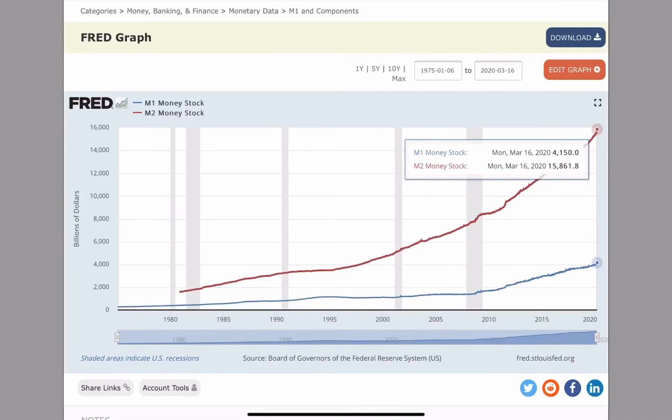You can see over here that M1 is 4,150, and this is measured in billions of dollars, so you can say that this is $4.1 trillion. So 4.1 trillion is the quantity of money that's circulating as either currency or demand deposits or traveler's checks. If you look at M2, that number is a lot higher, and we are at $15.8 trillion. Much of the big gap that you see between M1 and M2 is explained by savings deposits that people have.